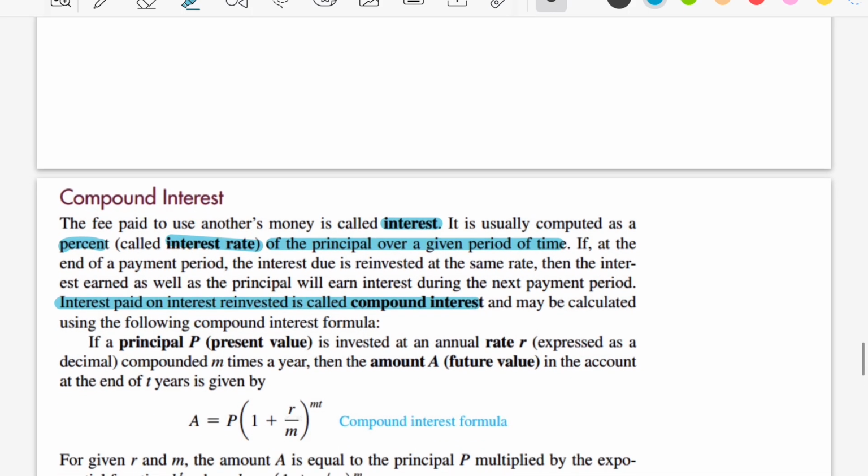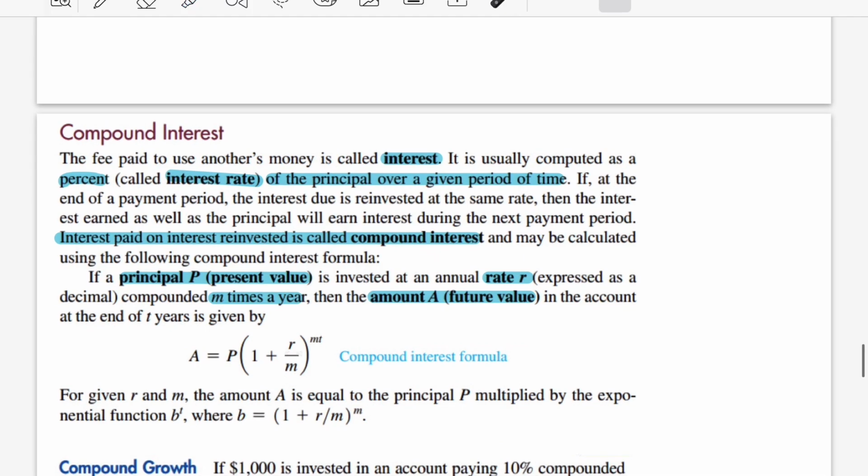So we let capital P be our principal or present value, and it will be invested at an annual rate, which will be r, and that is expressed as a decimal. And if it's compounded a certain amount of times per year, represented by m, then the amount A, our future value in the account after a certain amount of years, is given by this formula here. So this is our compound interest formula.